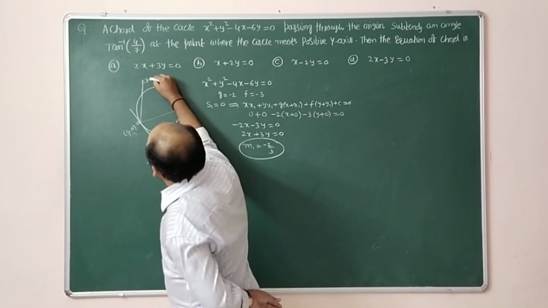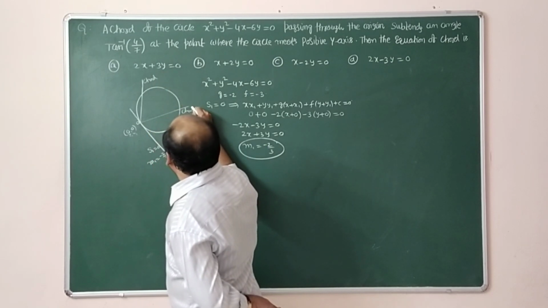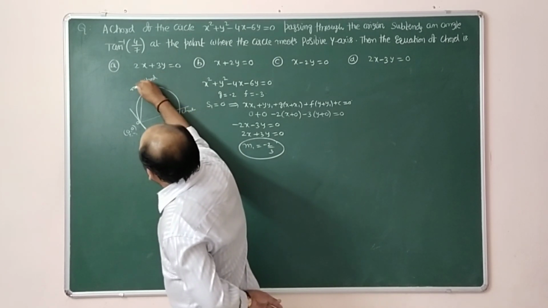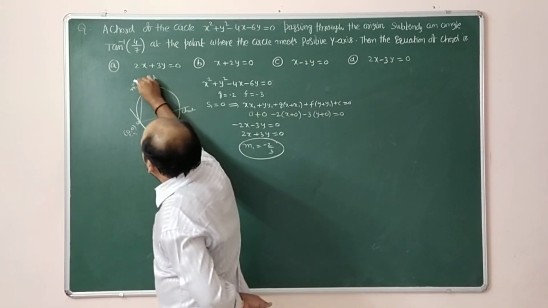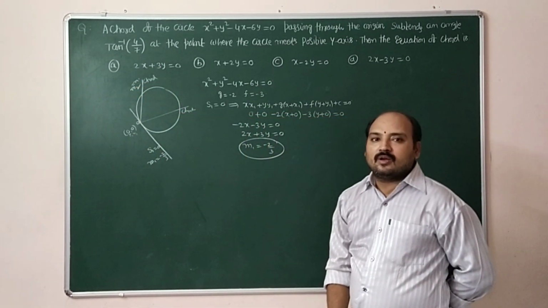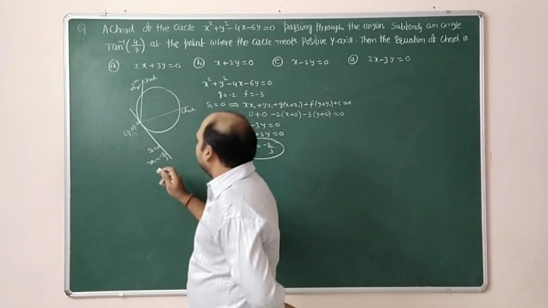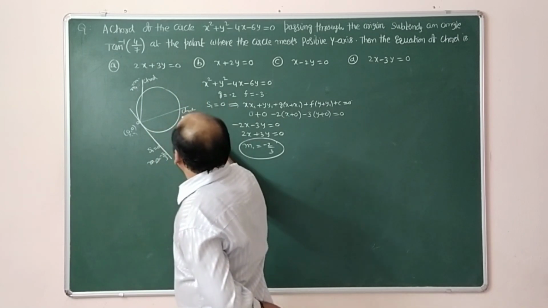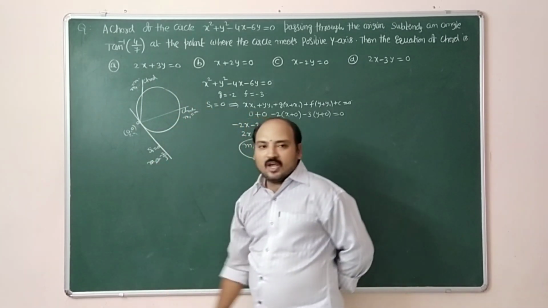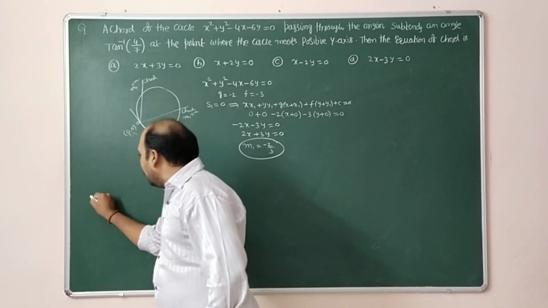The slope of this chord, either this chord or this chord I am taking, the slope is m2, is m. Otherwise, this is m1 you can take. This is m2, this is m1, you can take like this. Even m1 is equal to m. And one more important point you have to remember.